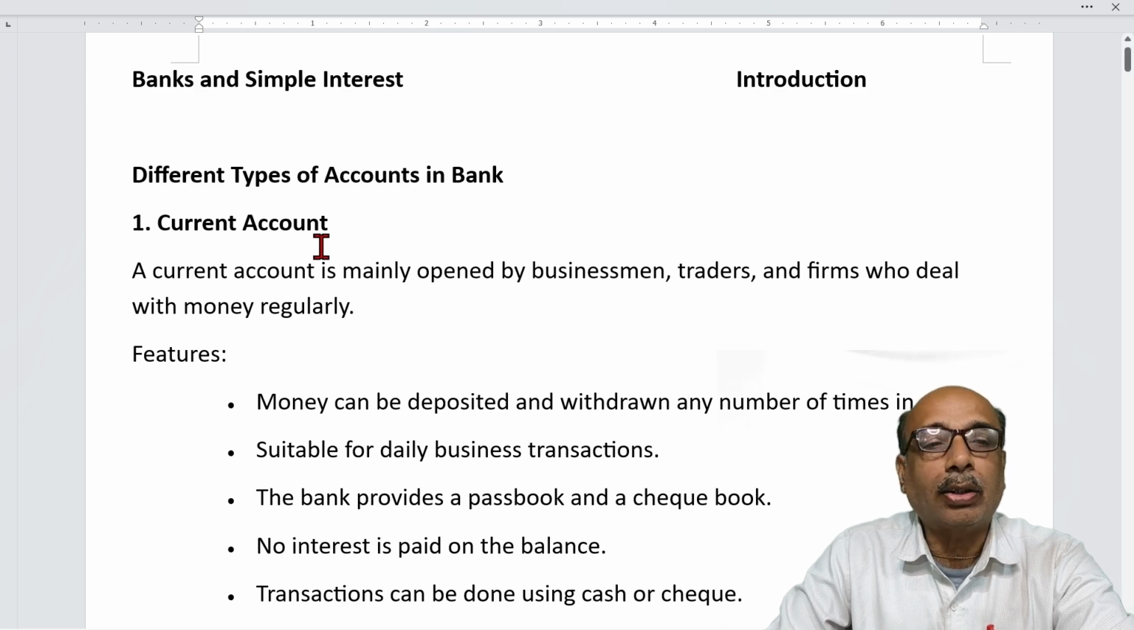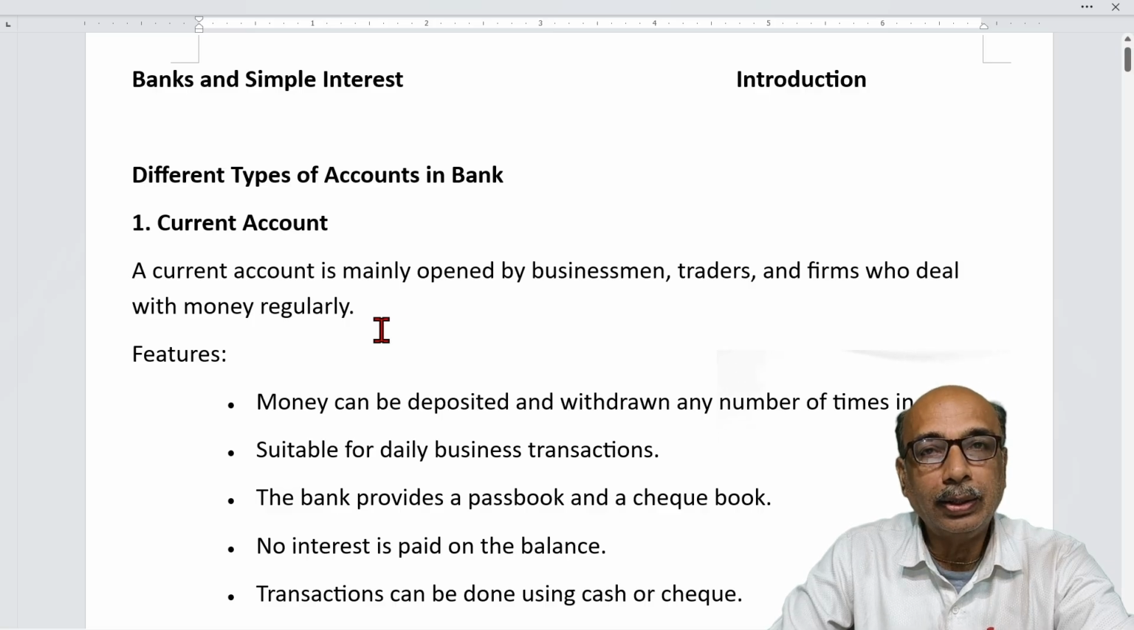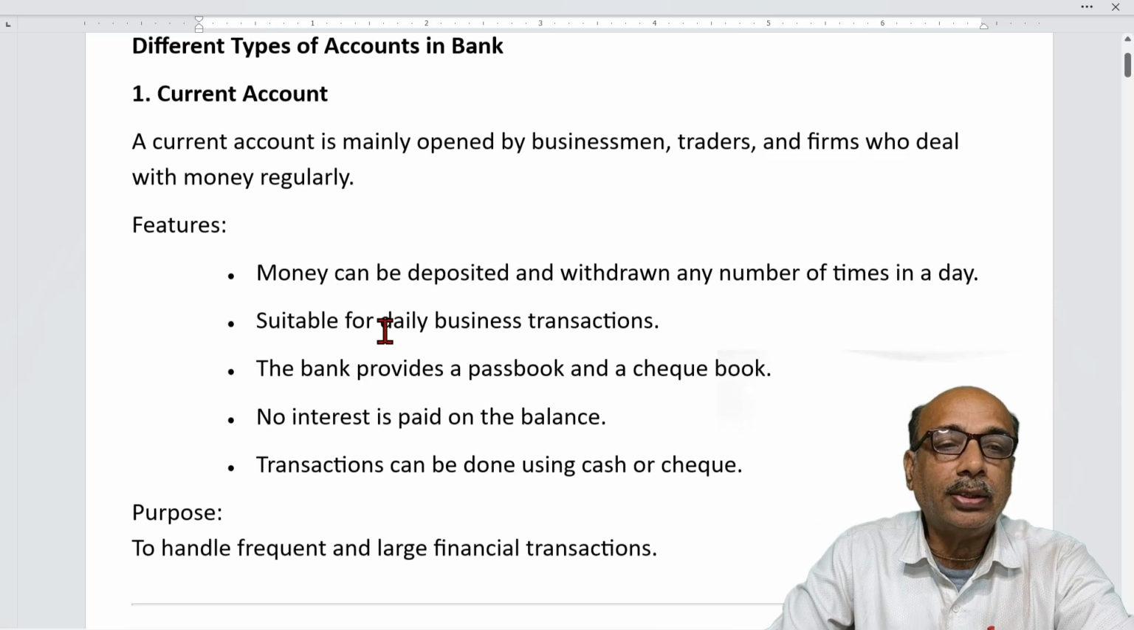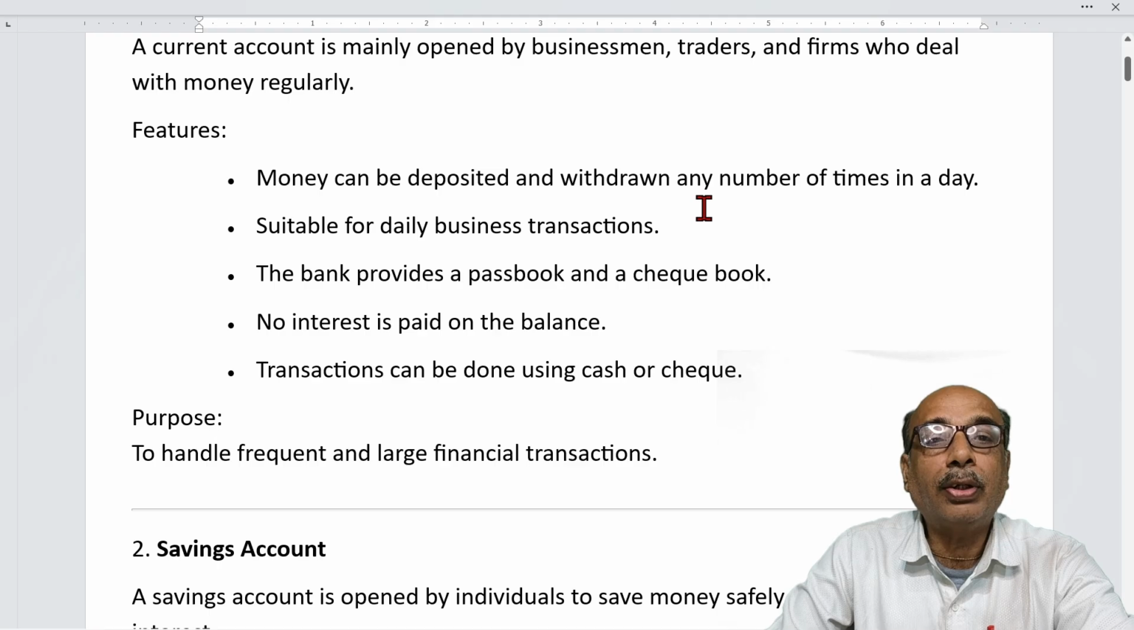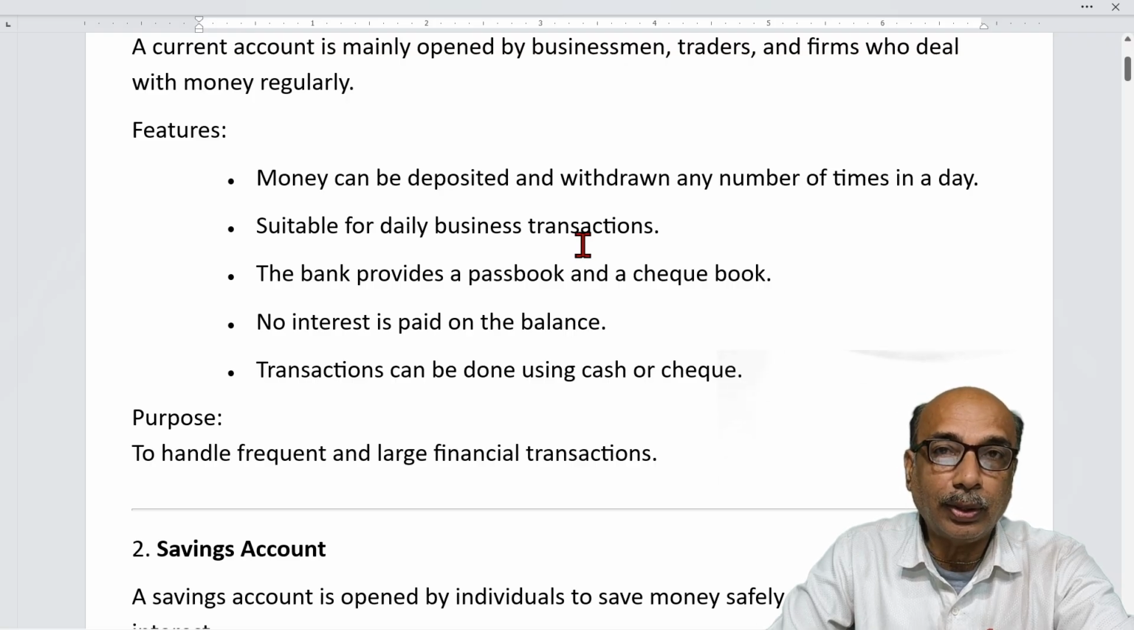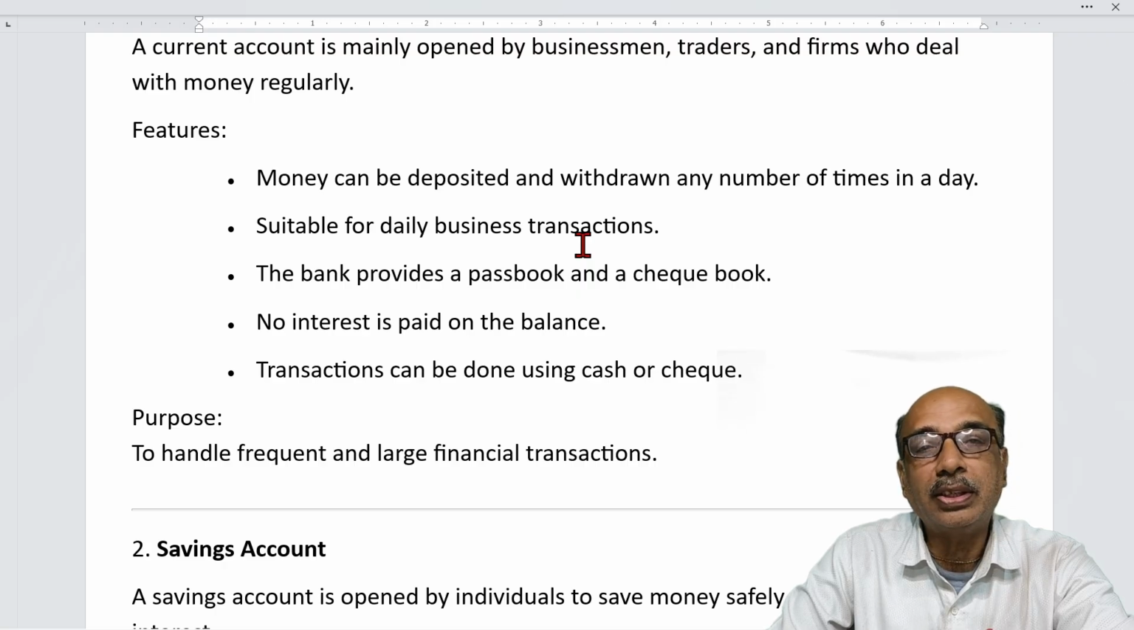First is current account. A current account is mainly opened by businessmen, traders, firms who deal with money regularly. The feature of this account is money can be deposited and withdrawn any number of times in a day. It is suitable for daily business transaction because businessmen day to day get cash and other things, checks and all in their business, and they have to deposit it to the bank. So suitable for daily business transaction.